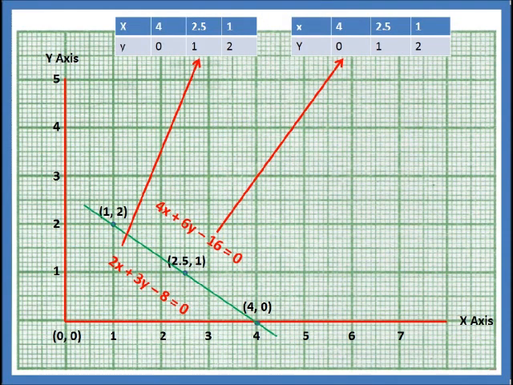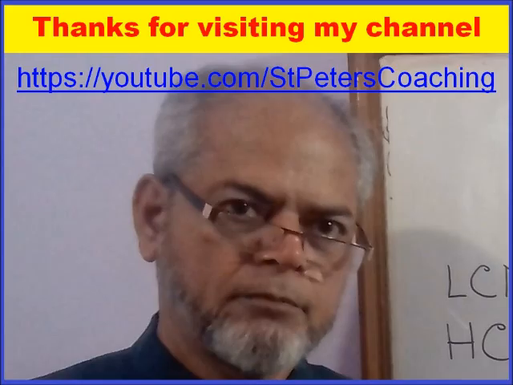So, as we see from both the tables of the given equation and the assumed equation, we find that they have common points. 4, 0 is common, 2.5, 1 is common, 1, 2 is common. So, both these tables are representing the same line which has been drawn in this figure. So, 2x plus 3y minus 8 is equal to 0, as well as 4x plus 6y minus 16 is equal to 0, both these two lines are representing the same line. Hence, these are coincident lines.